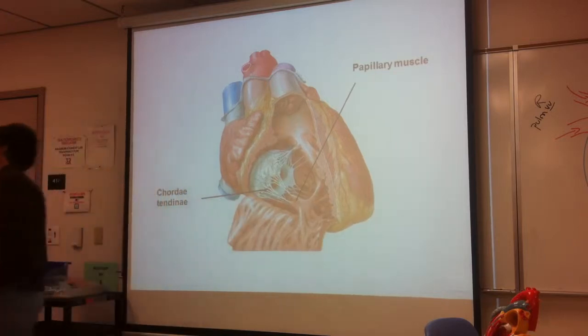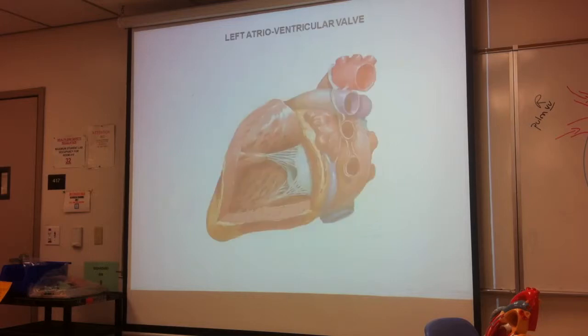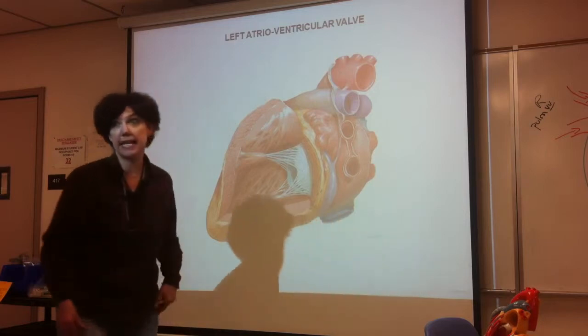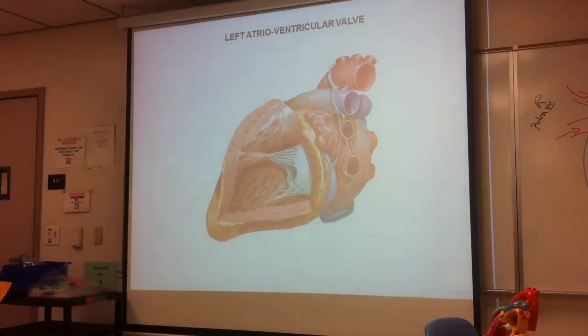All right, then the left, or bicuspid, has 2 sets of leaflets attached to the papillary muscle. Now, how does this work? We'll look at the cardiac cycle tomorrow and on Tuesday.